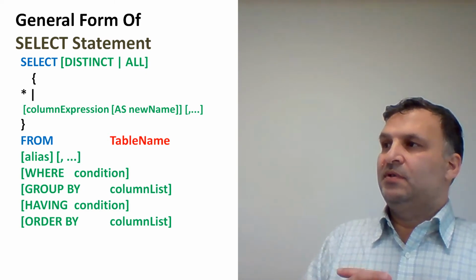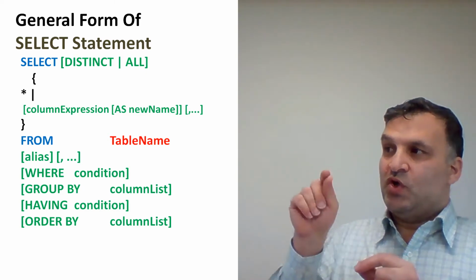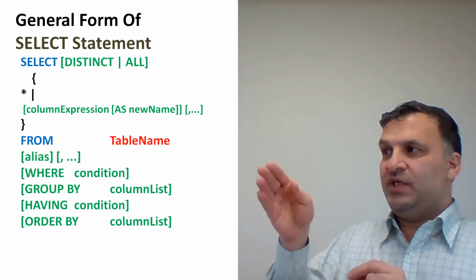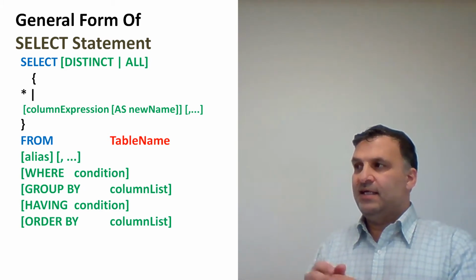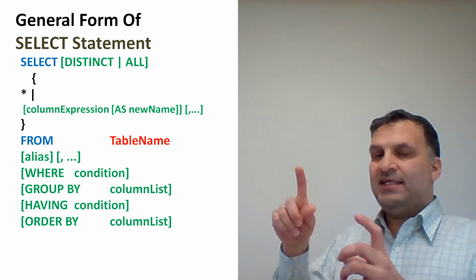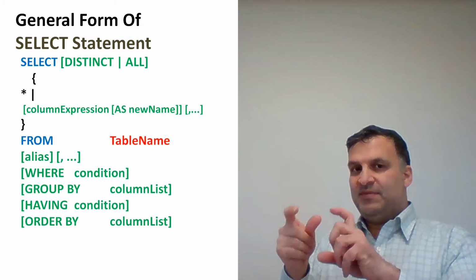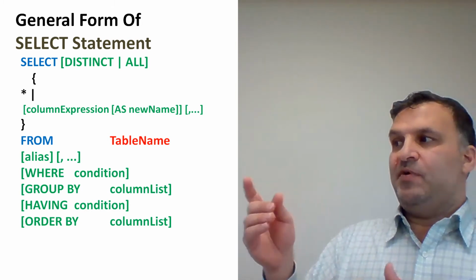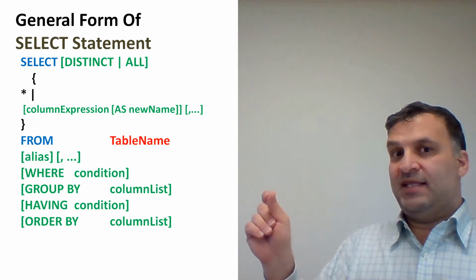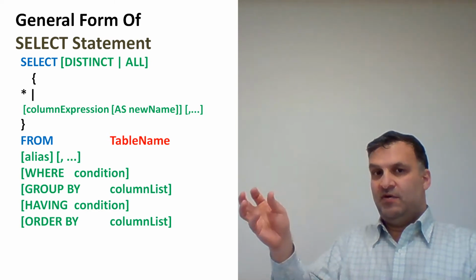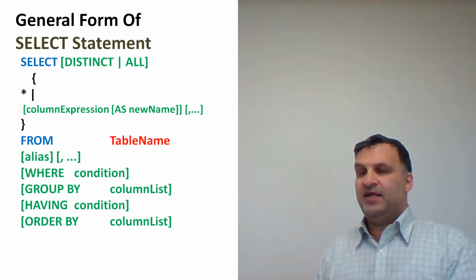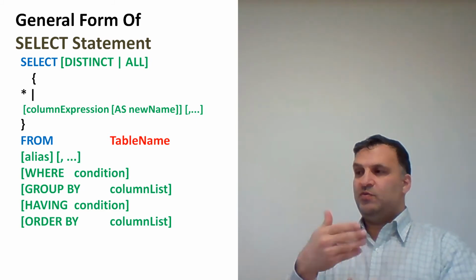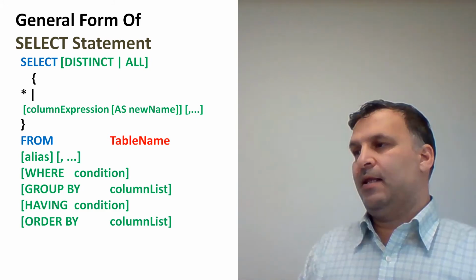Then a column list, where we should precise which columns we want to see. As new name, we can change these names when we see the output. From table, we should precise the name of the table, this is the most important, from which we will extract the data. There may be 2 or 3 tables, we will see that later.